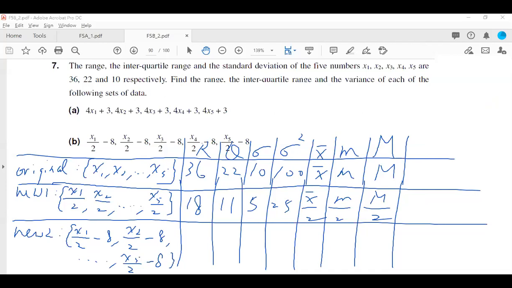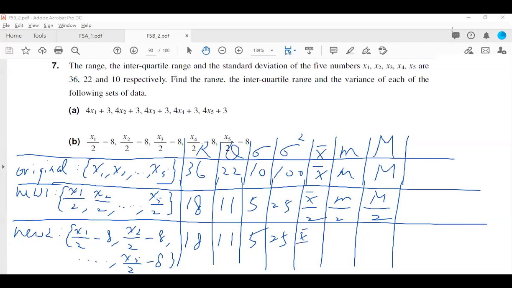Okay, the new 2 is subtracted by 8. But when every data is subtracted by 8, then the range, interquartile range, and sigma will be no change. Okay, the dispersion will be no change. Just keep the 18, 11, 5. And then sigma square is still 5 squared, that is 25. But for the mean, median, and mode, we will have the corresponding changes.